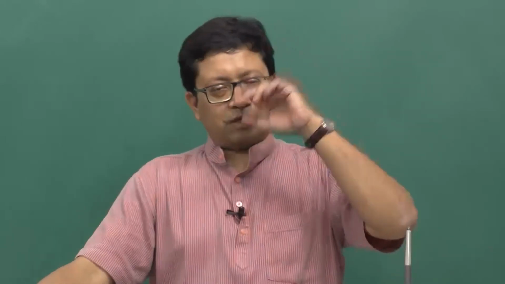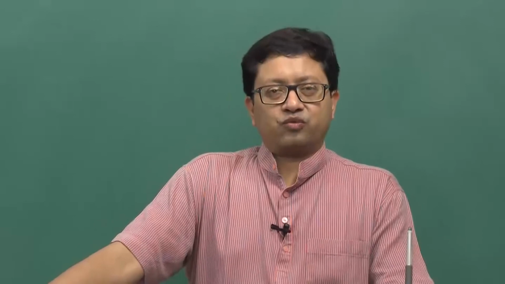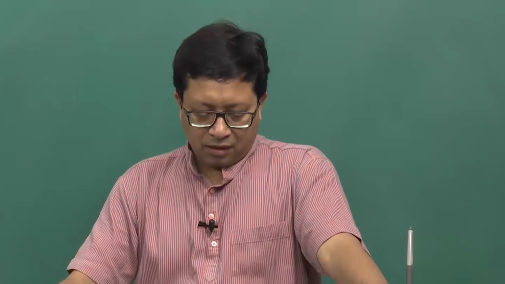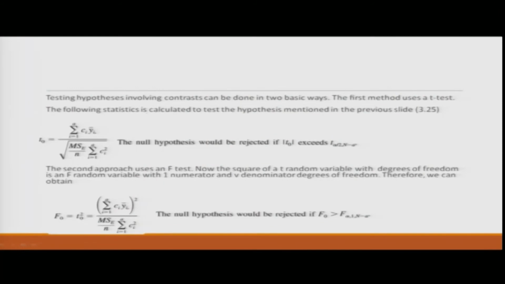divided by the mean squared error divided by n multiplied by the sum of the squares of the Ci's, where if you remember, the sum of Ci should be 0. So, the null hypothesis would be rejected if the value of F naught is greater than F. Now, see the suffixes of F: it is alpha, and one is the numerator degrees of freedom, the other degrees of freedom is N minus a. Now, why alpha? Because you are considering either the left or the right hand side, not the two tailed.